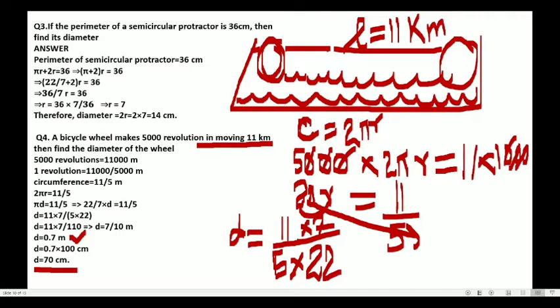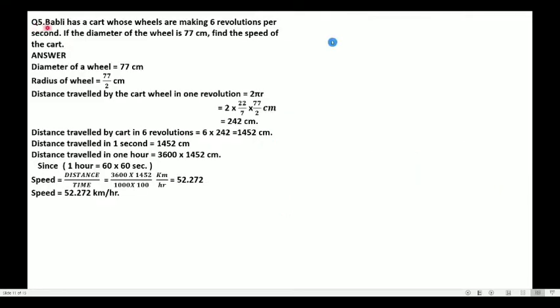Now let us move to the next question. Let's come to question number 5. This is the same as question number 4 which we have done earlier. In question 4, the wheel was making 5,000 revolutions. Here how many revolutions are being made? 6 revolutions. So in one revolution the distance covered by the wheel will be the circumference of the circle, which is 2 pi r.